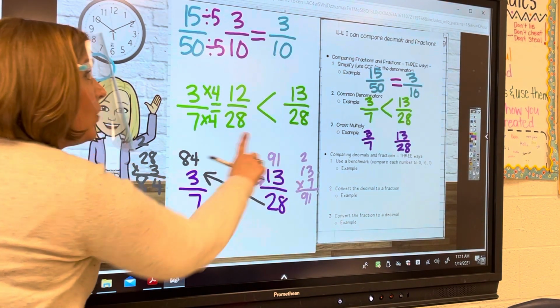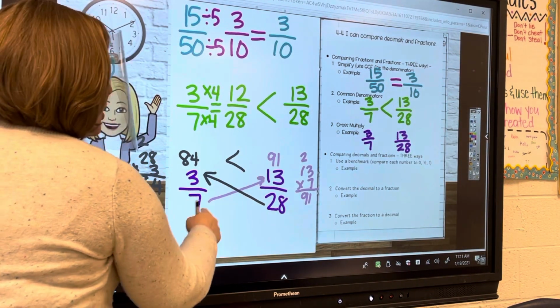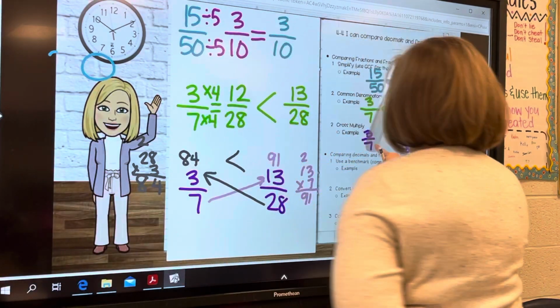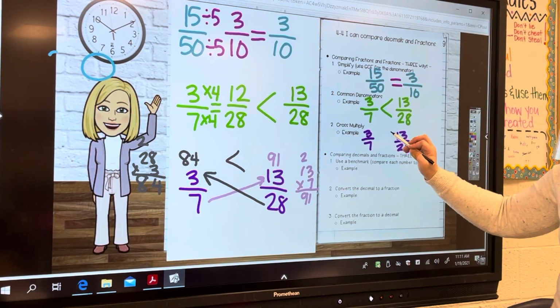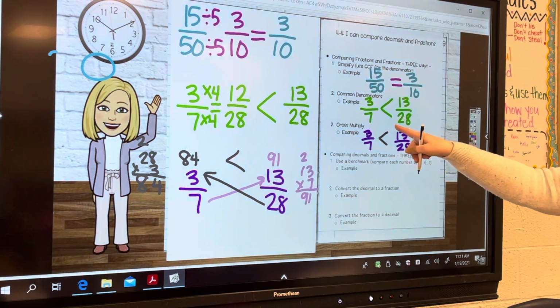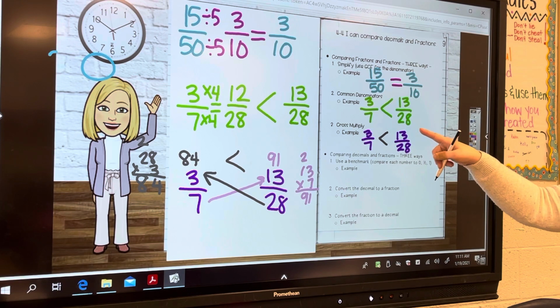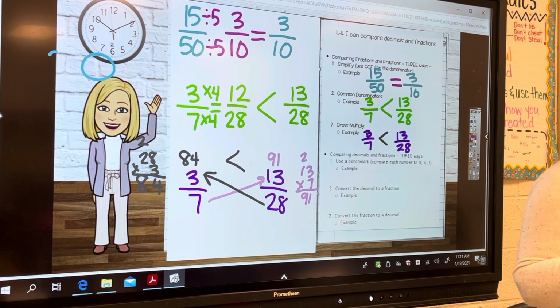84 is what to 91? Less than. So 3/7 is what to 13/28? Less than. Is that the same thing we got here when we found the common denominator? Yes. Okay.